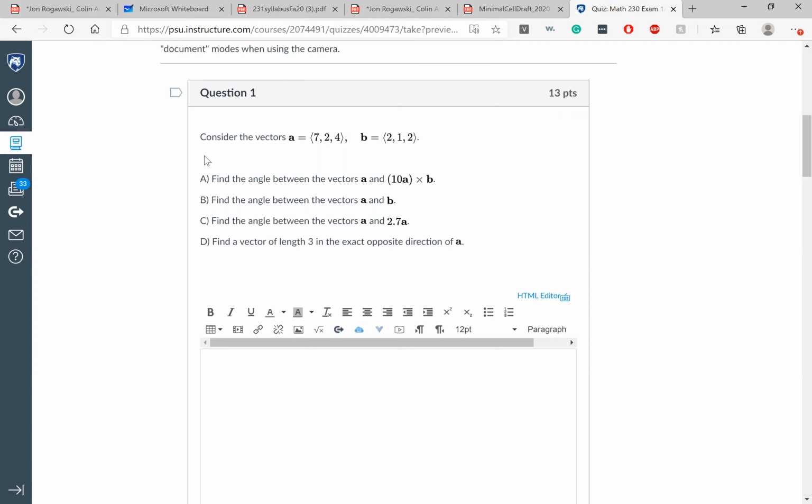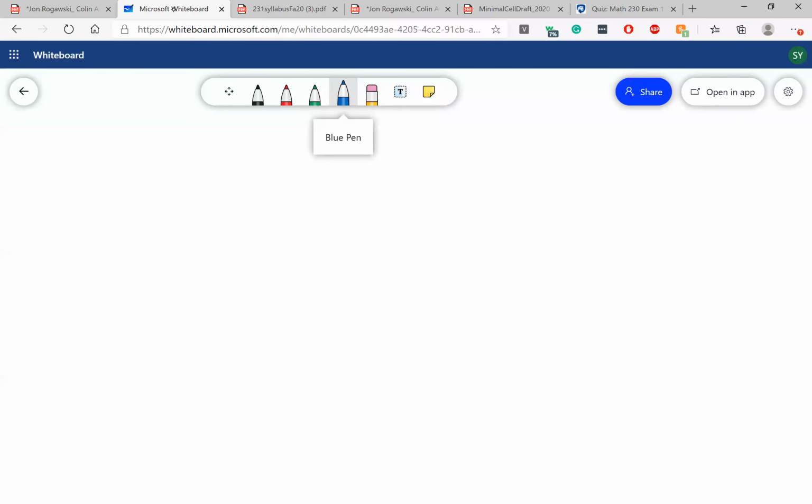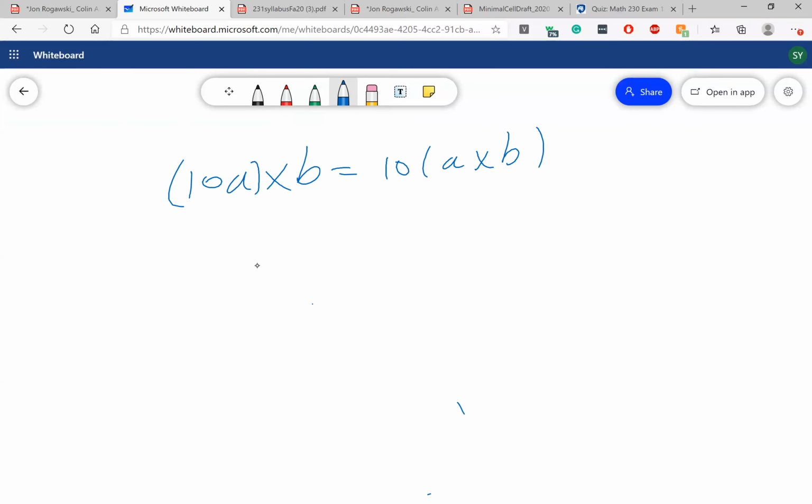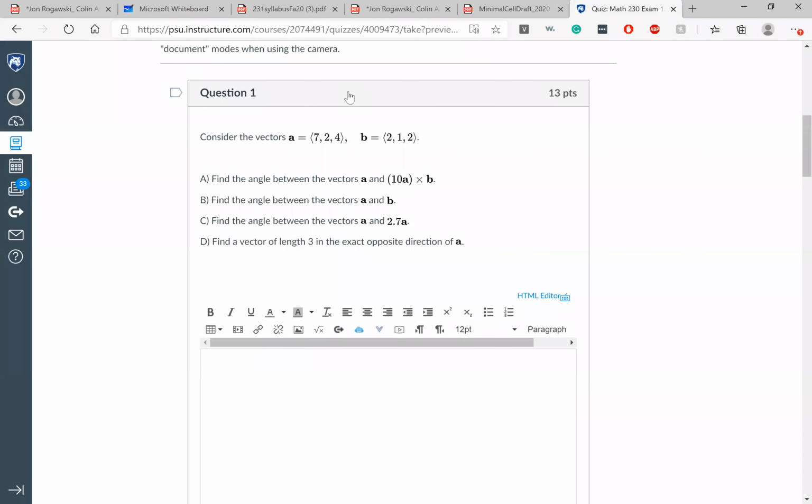So question 1, they say consider the vector A and the vector B. First they want us to find the angle between the vectors A and 10A cross B. We know that A is orthogonal to A cross B, which tells us that A is orthogonal to 10A cross B, because this just multiplies the vector by 10, but it doesn't change the direction. So it's 90 degrees. So the answer for part A is 90.